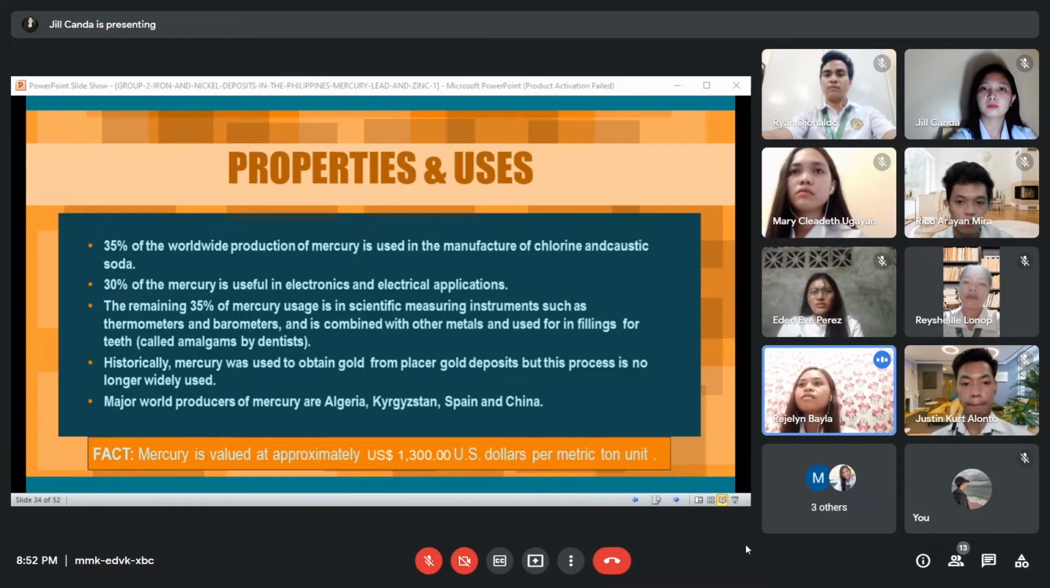Before, in the Western United States, miners used mercury to recover gold. But because mercury contamination from historical gold mines represents a potential risk to human health and the environment, it is no longer used today. Then next, the major world producers of mercury are in Algeria, Kyrgyzstan, Spain, and China. Next slide.